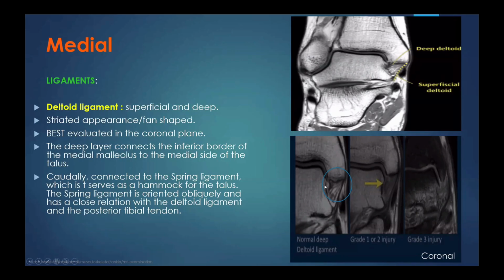Here are different examples of deltoid ligament. The first one here we got normal deep deltoid ligament with striated and fan-shaped appearance. In the second image in the middle, we see blurring and no clear delineation of the deltoid ligament. And the last image, there is total discontinuity and fluid signal intensity of the ligament associated with subjacent bone marrow edema. This is a higher grade injury.